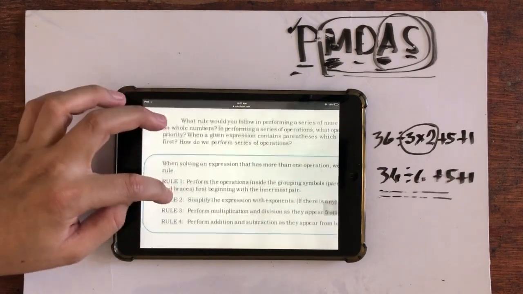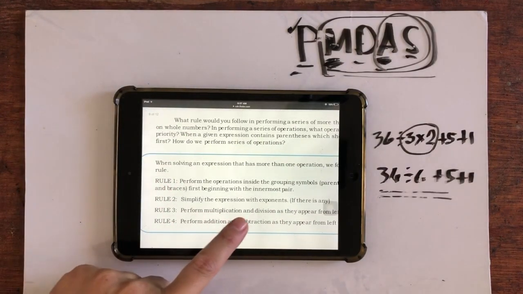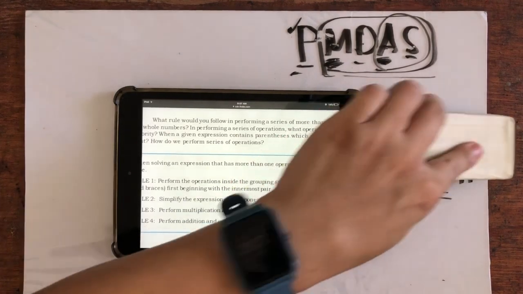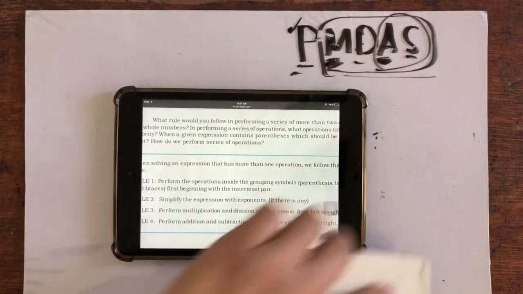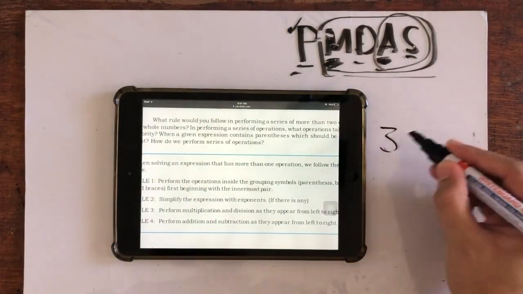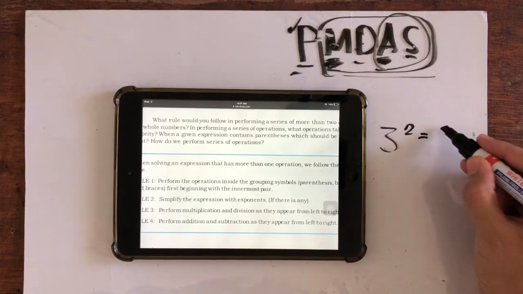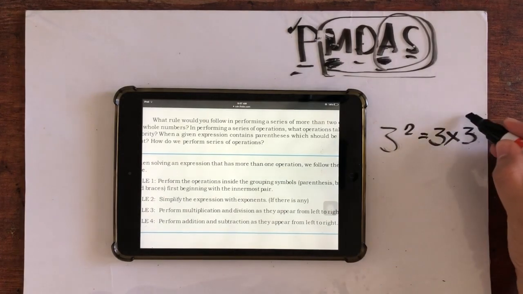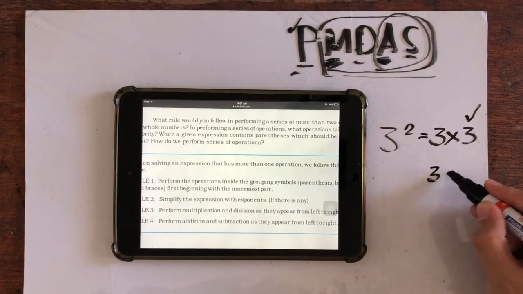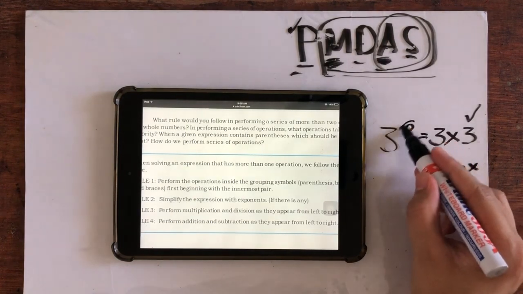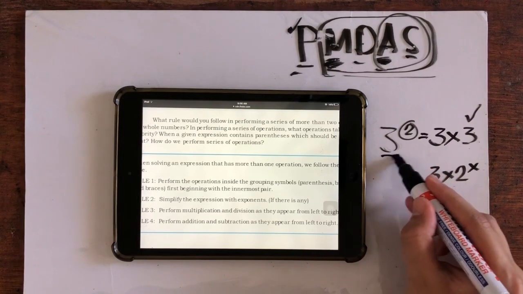And then, sa rule number 2, simplify the expressions with exponents if any. Tandaan ha, whenever sinabi sa inyo na, kunyari, ang sabi dun sa equation ay 3 raised to 2. Ang ibig sabihin yan ay 3 times 3. Okay? Hindi iyan 3 times 2. Ito ay mali. Okay? Ang ibig sabihin nito ay ilang beses mo gagamitin yung base number.